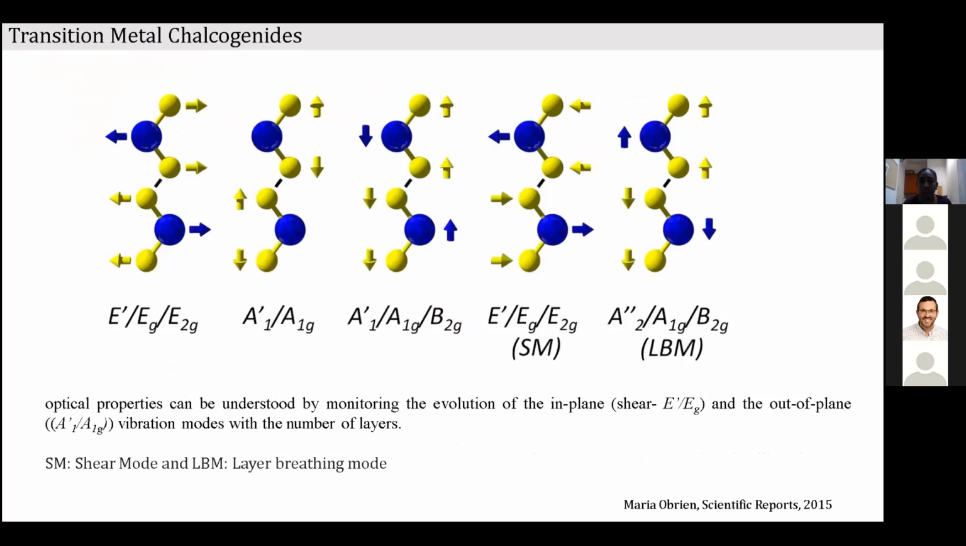Why? Because transition metal dichalcogenides are layered structures, they have atoms in the plane which can stretch, because of which we get something called a shear mode. And because they are also layered structures, the atoms expand across the layers, so we get what are called interlayer breathing or layer breathing modes. And these happen to be in the low frequency regime.